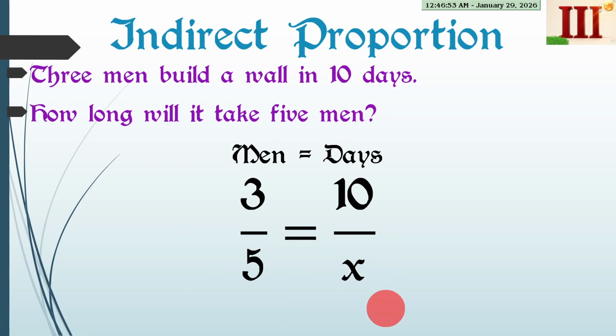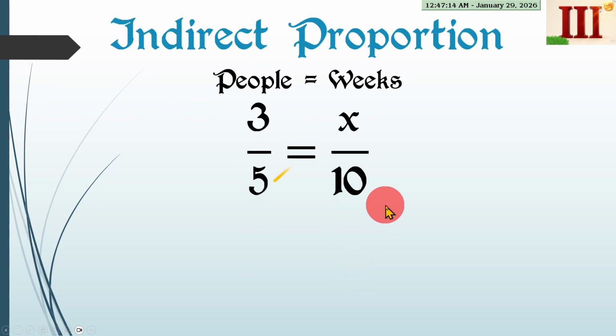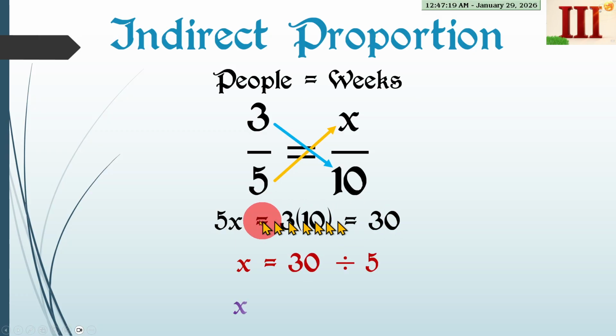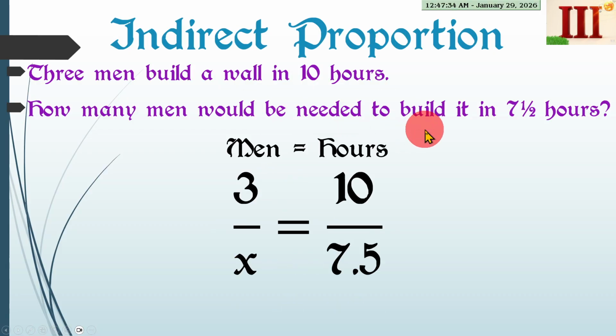So 3 men are building a wall in 10 days, along with 5 men. So here are our men, 3 and 5. We know the 3 matches the 10, and 5 is unknown. Once again, the men are doing work. This is inverse, so the x is going to be on the top and 10 is going to go on the bottom. 5 will multiply the x, 3 will multiply the 10. 30 will divide by the 5, which is in front of the x. It requires 6 days. So more people will give us less time.